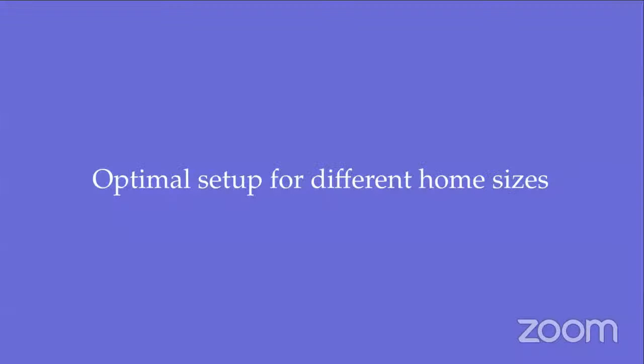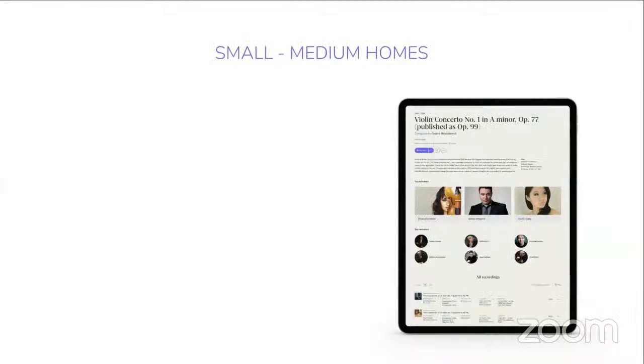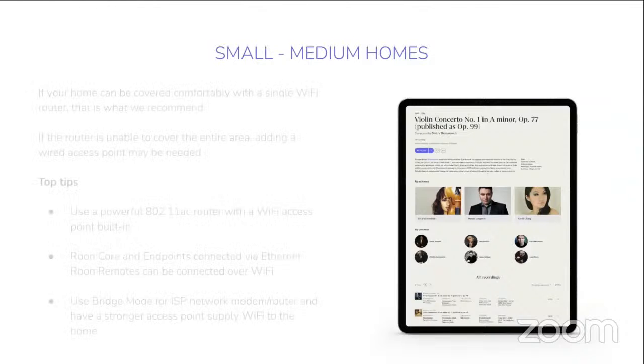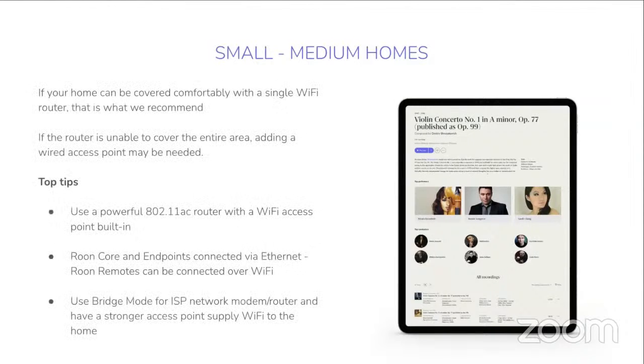So let's go over some optimal setups for different home sizes. First up, let's talk about medium homes. For best performance, you want to have your core and your endpoints connected via Ethernet, but your Roon remotes themselves, such as your phone or your iPad, can be connected via Wi-Fi. It's perfectly fine to have one router set up to cover your whole house. You likely don't need more than that.